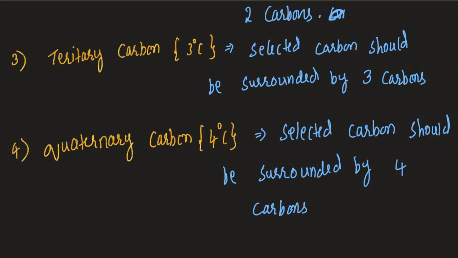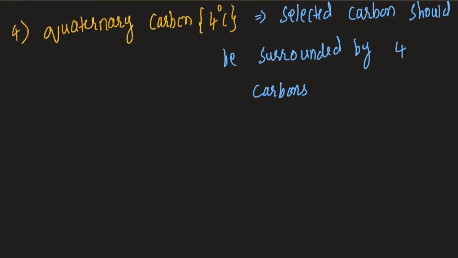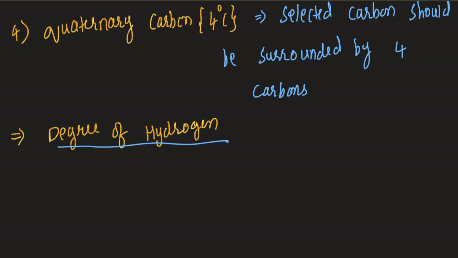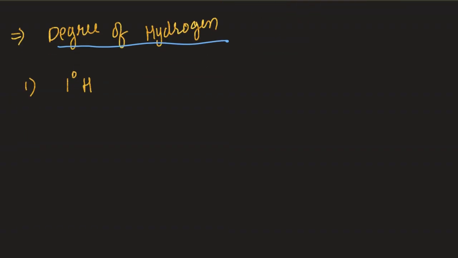Okay, right. One last concept, then we'll go with the questions. Okay, and the third concept is degree of hydrogen. Just now we learned degree of carbon. Now we are going to learn degree of hydrogen. So the first one is primary hydrogen. Primary means 1 degree. 1 degree hydrogen or primary hydrogen, both are same. Now what is the meaning of primary hydrogen? Hydrogen attached to 1 degree carbon is called primary hydrogen.